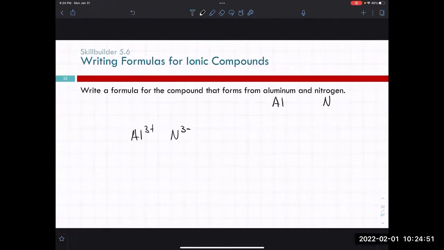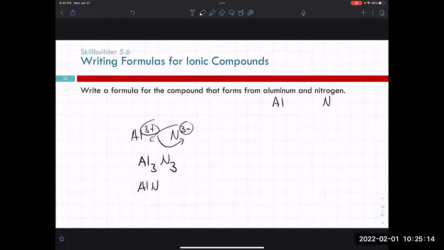So we can do the crisscross method here. And we'll get Al, the magnitude of this becomes that, the magnitude of here goes there. Al3N3. We can reduce this to AlN.